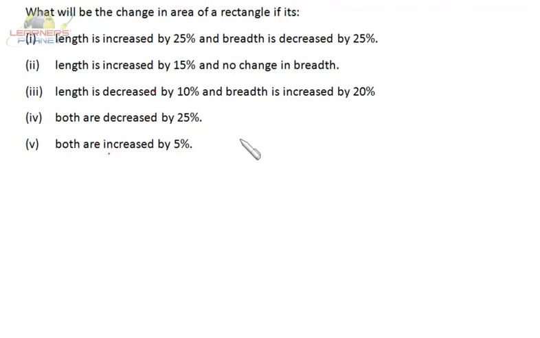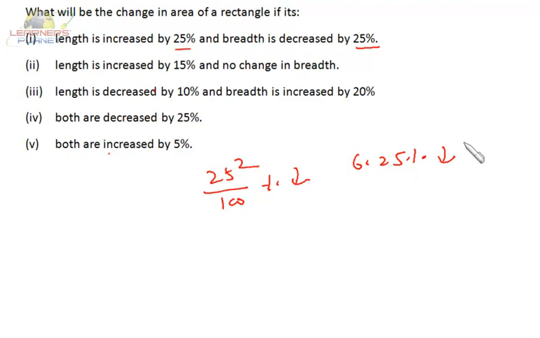Now friends, let's see the first case. What will be the change in area of a rectangle if its length is increased by 25% and breadth is decreased by 25%? So same percentage increase and same percentage decrease. That means overall there will be an x square by 100% decrease. That is 25 square by 100% decrease. What is 25 square? That is 625 by 100, which is 6.25. So overall there will be a 6.25% downfall in the area if length is increased by 25% and breadth is decreased by 25%. Okay, I hope you are clear. Now let's take the next one.